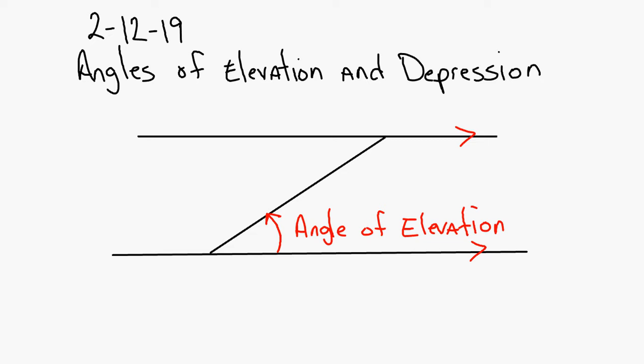Its alternate interior angle, right here, is formed by a horizontal line and a line going down. That makes it an angle of depression.